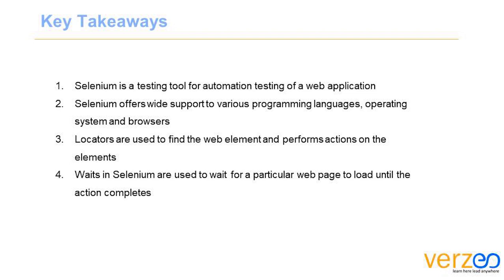And here are my final key takeaways. Selenium is a testing tool for automation testing of web applications. It offers wide support to various programming languages, operating systems and browsers. Locators are used to find a web element and perform actions as you have already seen. And waits are used to wait for a particular page to load until the action completes, or if there is no action, then it will throw an exception.